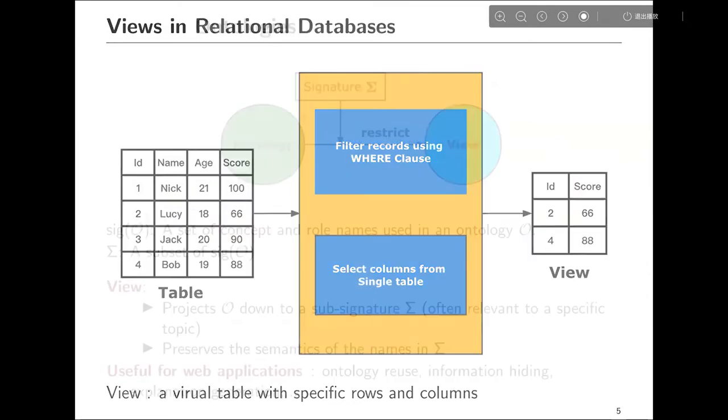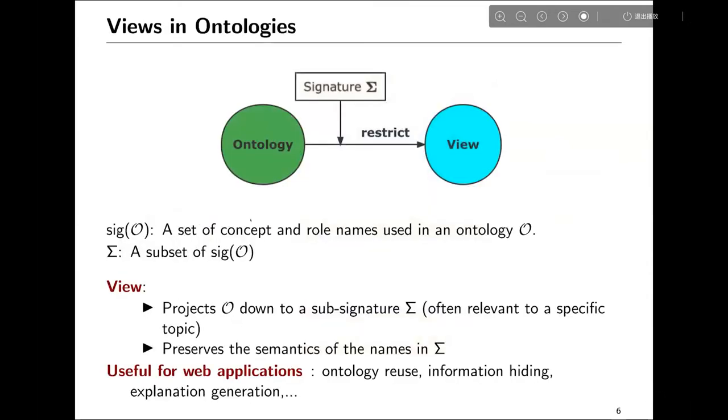So in ontology, we use the symbol sigma O to denote the set of concept and role names used in an ontology O. We select a specific set of concept and role names from sigma O as a signature sigma. A view of the ontology O projects O down to the subsignature sigma and preserves the semantics of the names in sigma. The view is very useful for web applications such as ontology reuse, information hiding, explanation generation, and so on.